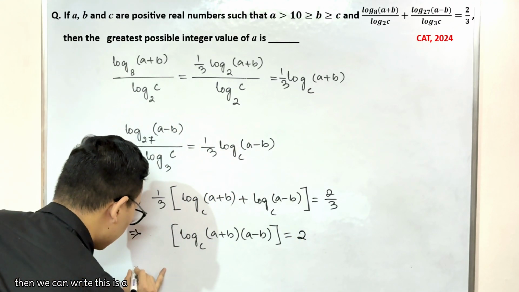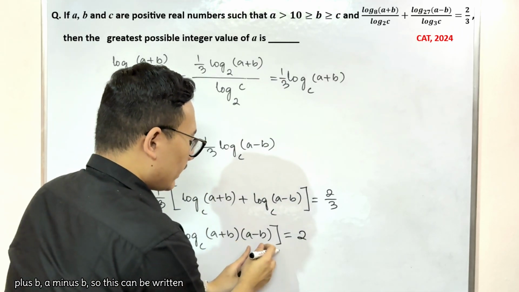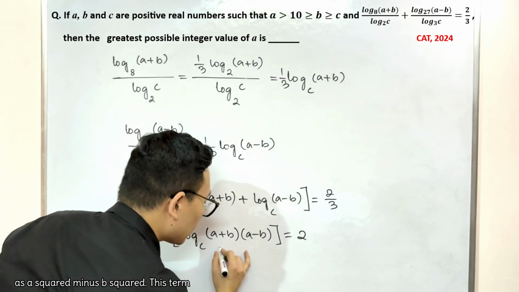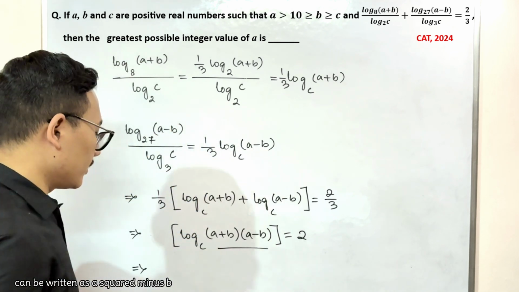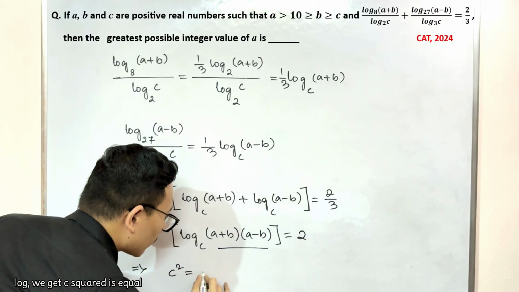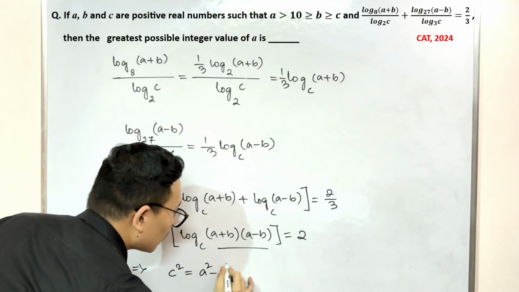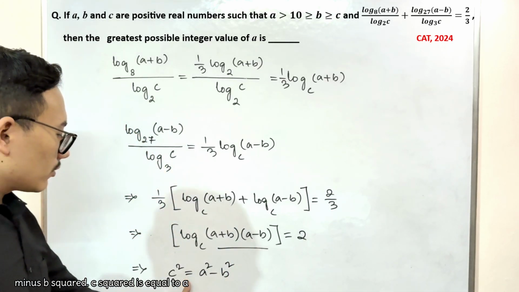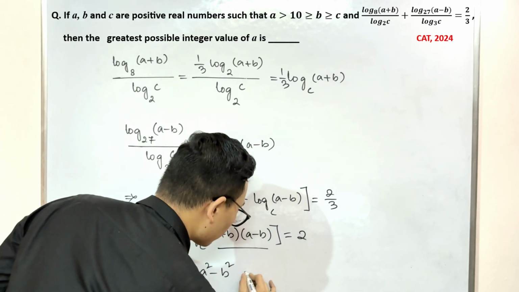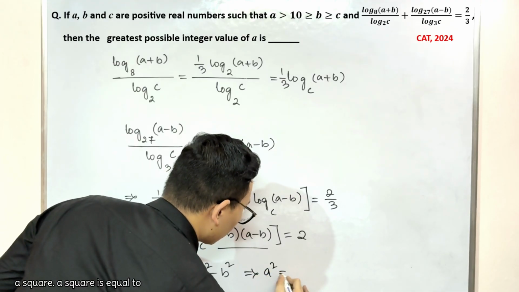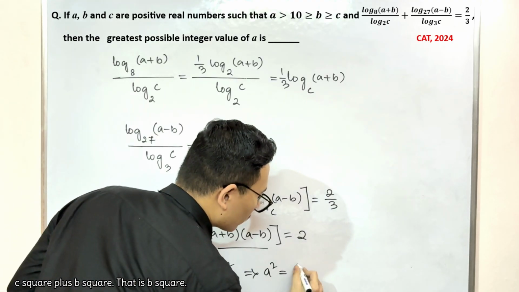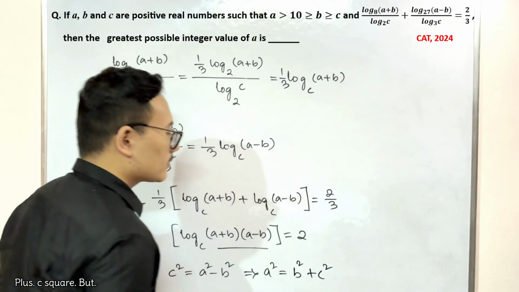So then we can write this as a plus b, a minus b, which can be written as a square minus b square. And applying the properties of log, we get c square is equal to a square minus b square. And from here, a square is equal to c square plus b square, that is b square plus c square.